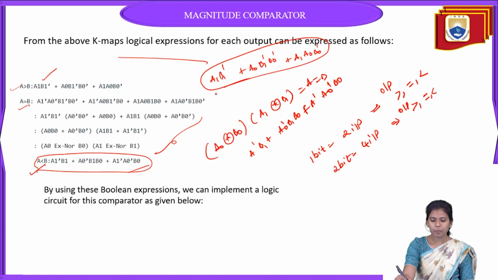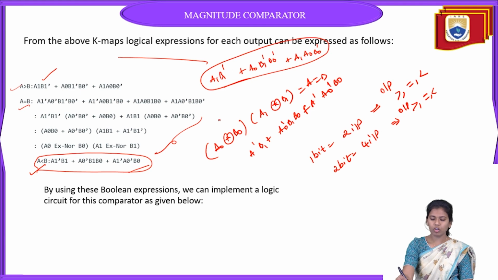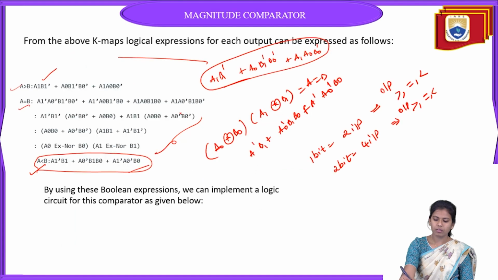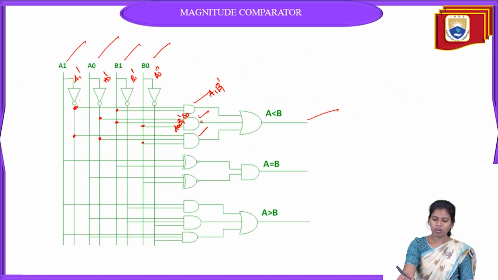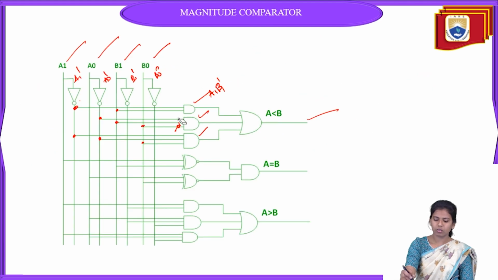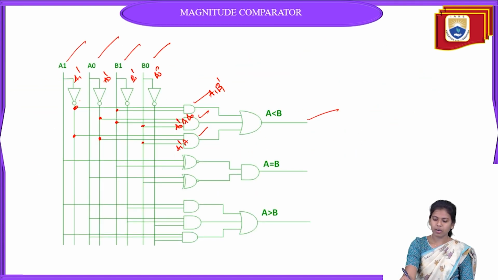A1 bar B1, and A0 bar B1 B0, and A1 bar A0 bar B0. So these are the AND gates.